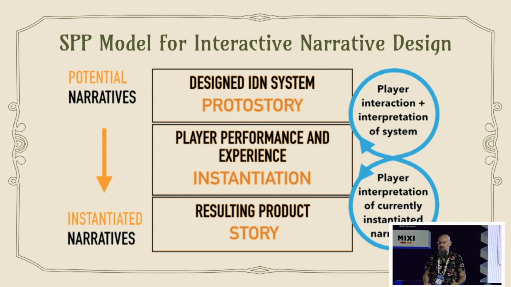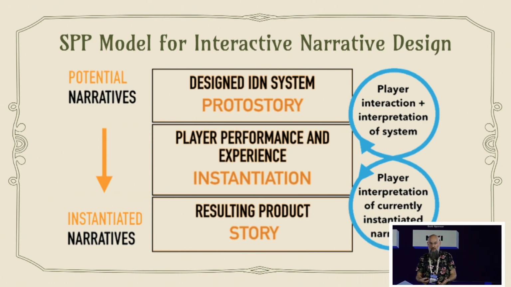Next up, we have the instantiation. That's when a player actually plays the game and experiences the game. They interact with the proto-story, with the system that we've designed, and change what the actual outcome is. And then the resulting product is a story. And here we have also these two loops, right? The player is interacting with the system, interprets the system, for example, figures out, strategizes a plan for how they should do the next kind of step in their story, and that affects how they are actually making their next move, and then they're interpreting the story as we go.